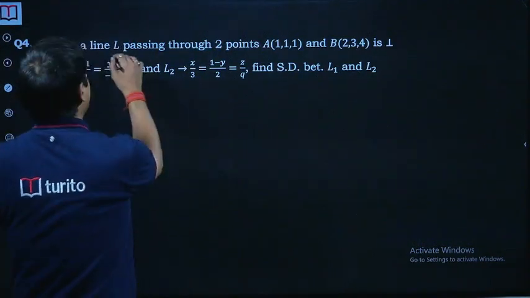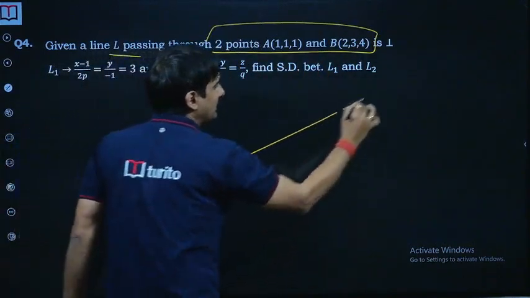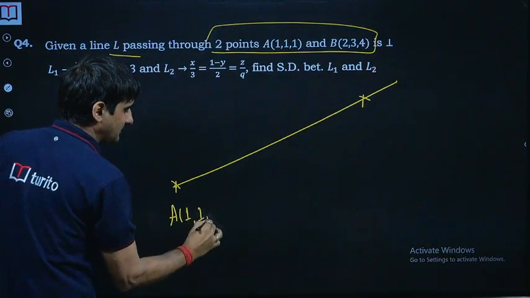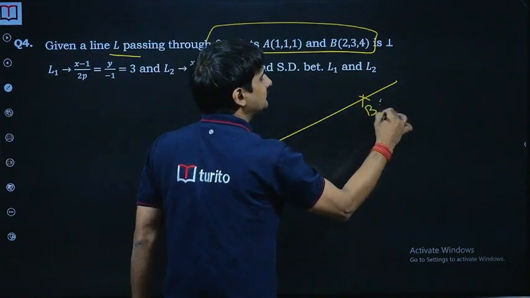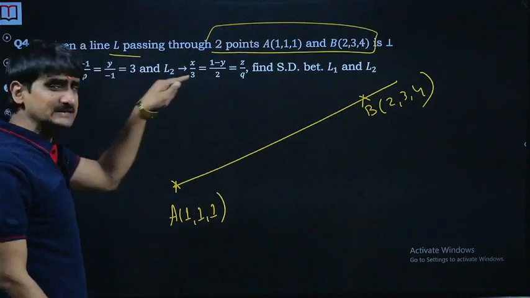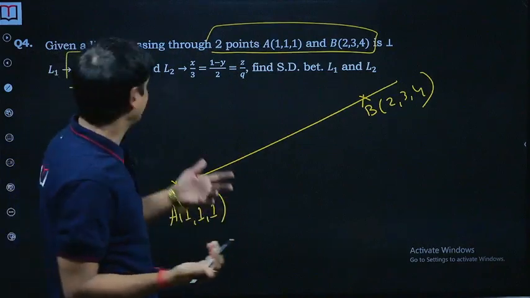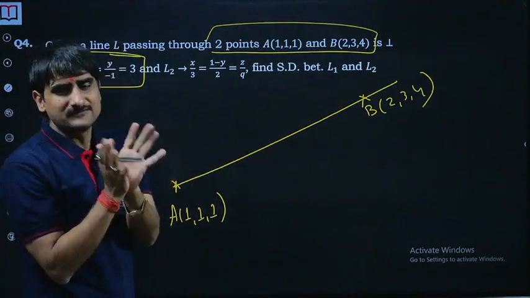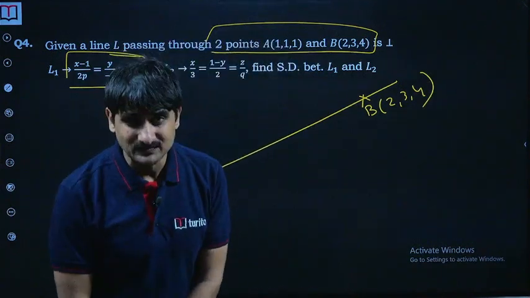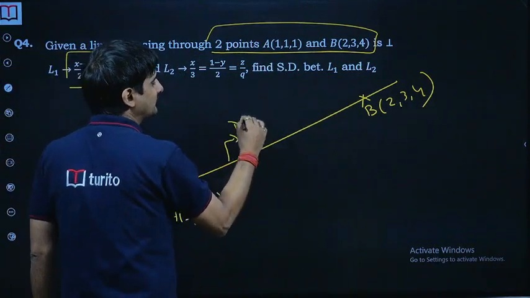The fourth one is, given a line L passing through two points A and B. So there's a line passing through two points, say A, which is 1 1 1, and B, which is 2 3 4, and then this line is perpendicular to this one. Of course, there's an unknown here. We can easily find the unknown. How? Because two lines are perpendicular if A1 A2 plus B1 B2 plus C1 C2 is 0. So we can write it as DRs. Of course, it's so easy to do.